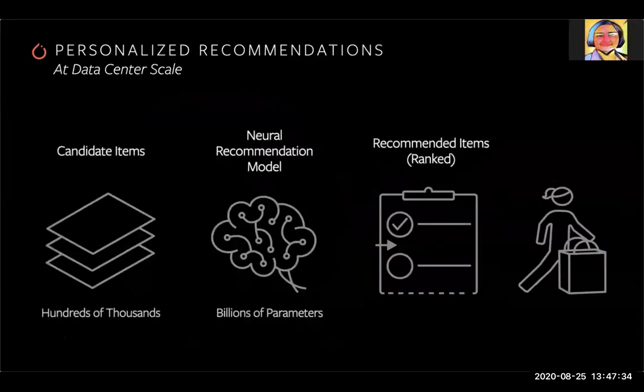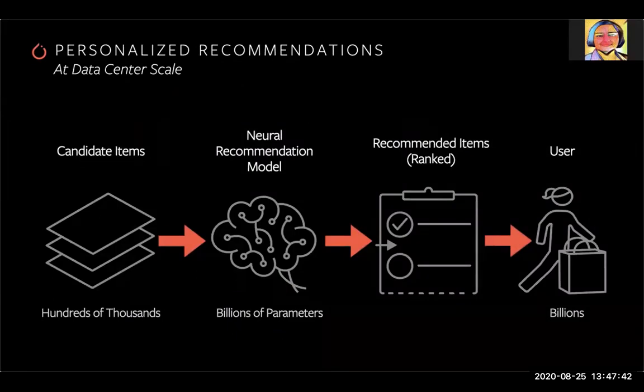In order to understand the problems, let's start by looking at what recommender systems do at a high level. At Facebook scale, we are dealing with hundreds of thousands of items, and we have to decide how to rank these in order to make a prediction to show something to the user. So we start off with these candidate items and pass them through the recommendation models that have billions of parameters and get a ranked list which goes out to the users. On top of that, the scale of Facebook's users is in billions. So you have an enormous number of these predictions happening at data center scale in parallel.